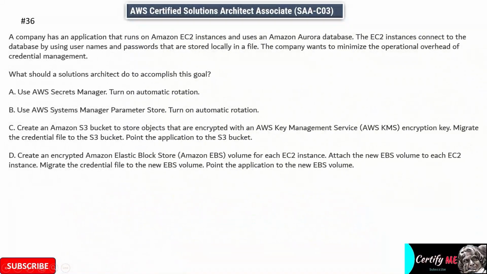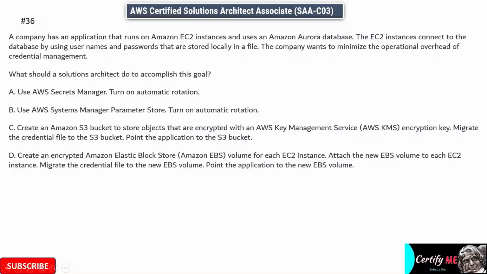A company has an application that runs on Amazon EC2 instances and uses an Amazon Aurora database. The EC2 instances connect to the database by using usernames and passwords that are stored locally in a file. The company wants to minimize the operational overhead of credentials management. What should a solutions architect do to accomplish this goal? Option A. Use AWS Secrets Manager. Turn on automatic rotation. Option A is the correct answer, no doubt.